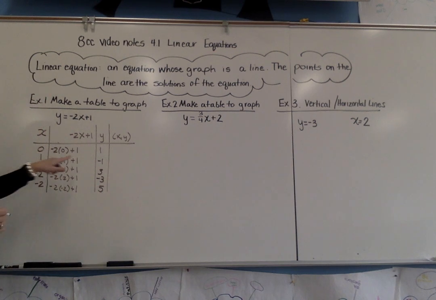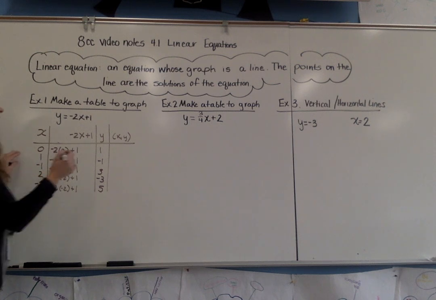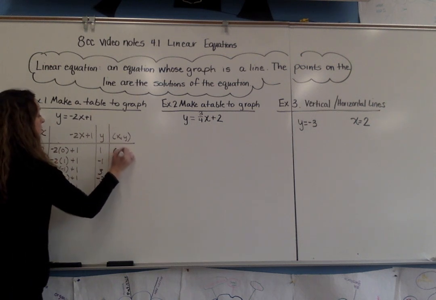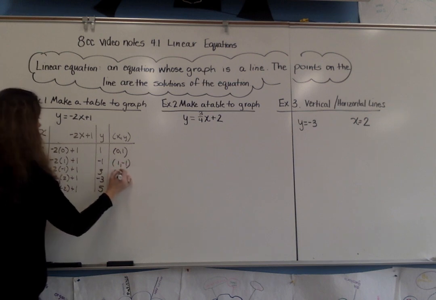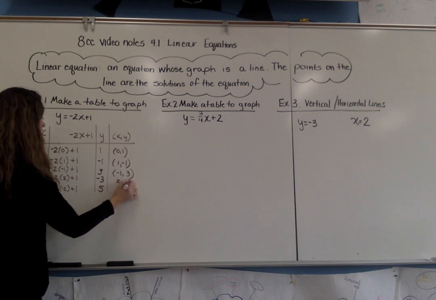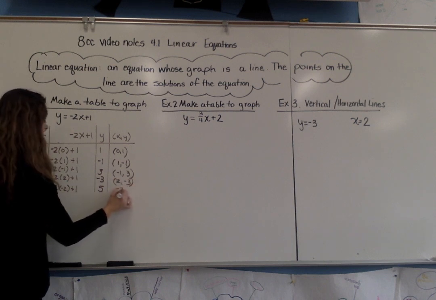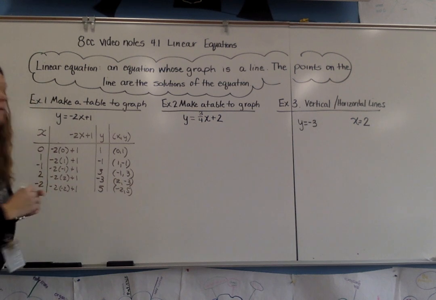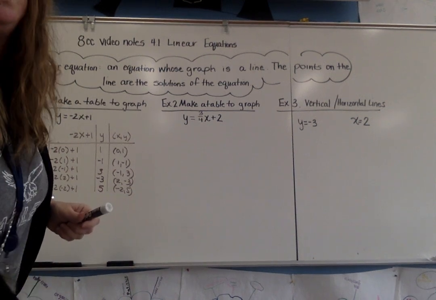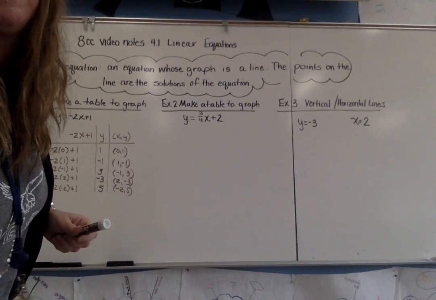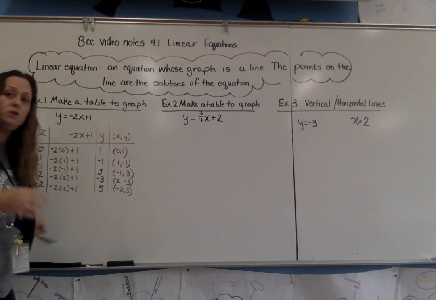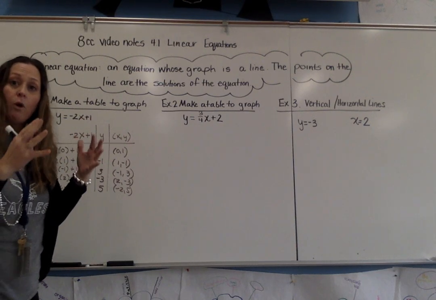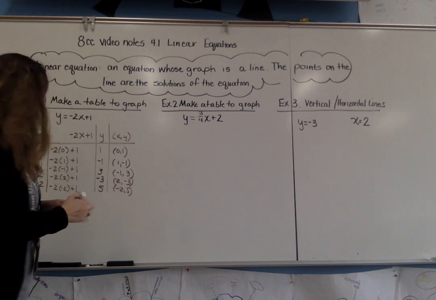Now, I use my x value and my y value, and I write an ordered pair: 0, 1; 1, negative 1; negative 1, 3; 2, negative 3; and negative 2, 5. Those 5 ordered pairs will be used to graph my equation. So, you were given 4 coordinate planes. Please use those to graph.